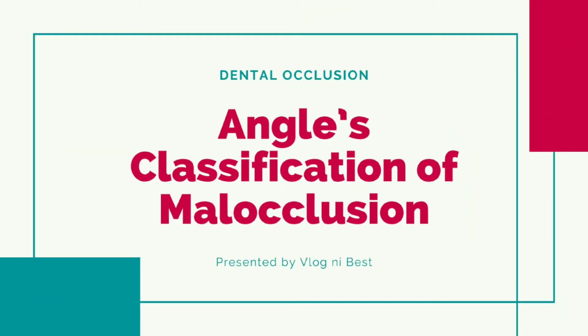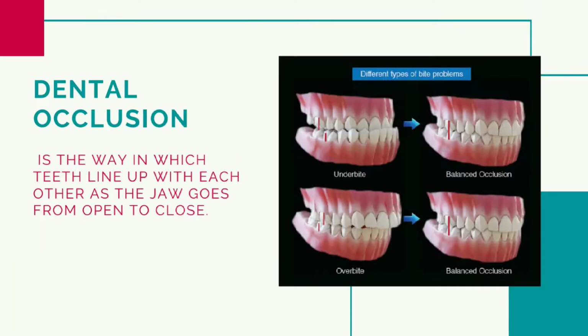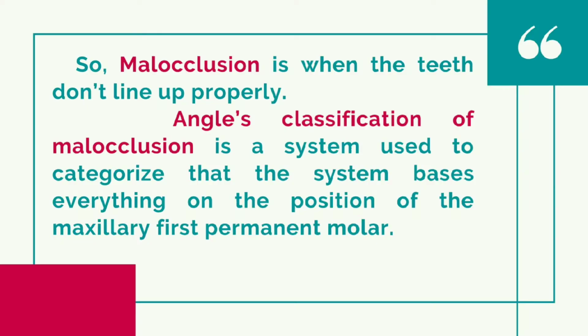Angle's classification of malocclusion. Dental occlusion is the way in which teeth line up with each other as the jaw goes from open to close. So, malocclusion is when the teeth don't line up properly.